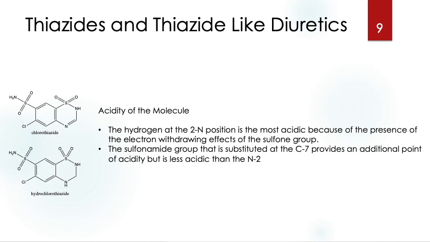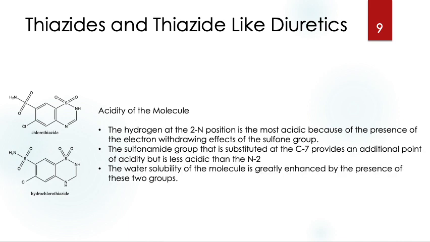Now, the sulfonamide group that is substituted at the C7 position also provides a level of acidity, but it is less acidic than the N2 position. Every time you bring acidity or a basic nature to a drug, it immediately increases its water solubility because of the ability to ionize and to engage in hydrogen bonding interactions. So the presence of these two hydrogens on the acidic moiety allows the drug to be more water soluble.